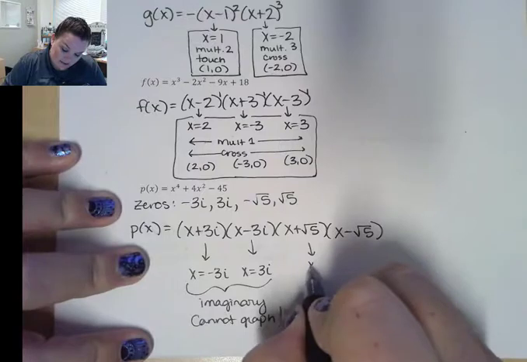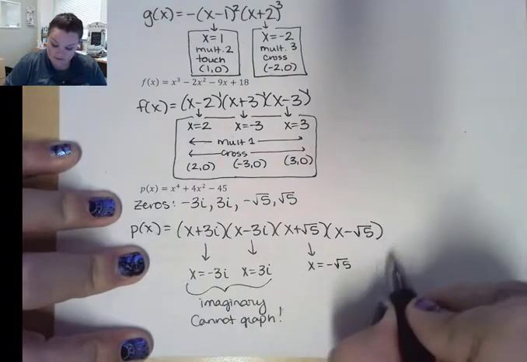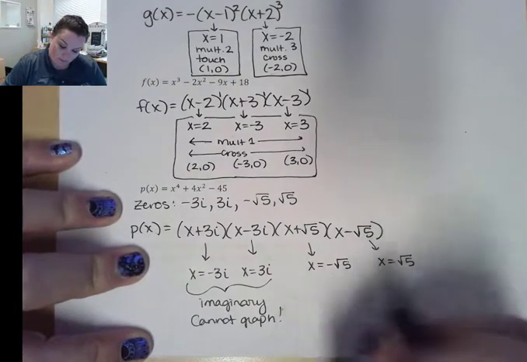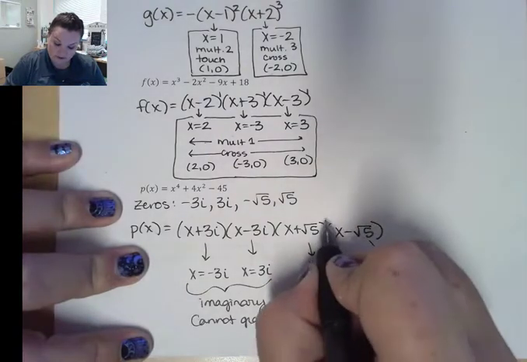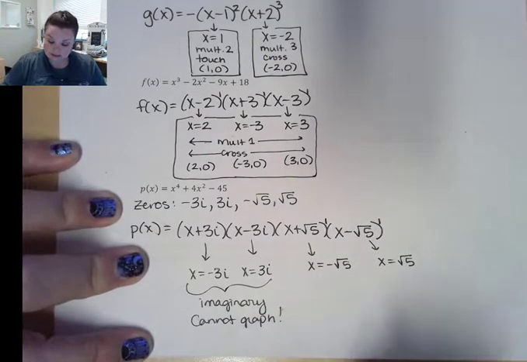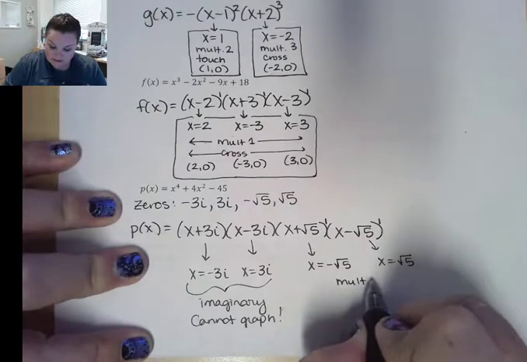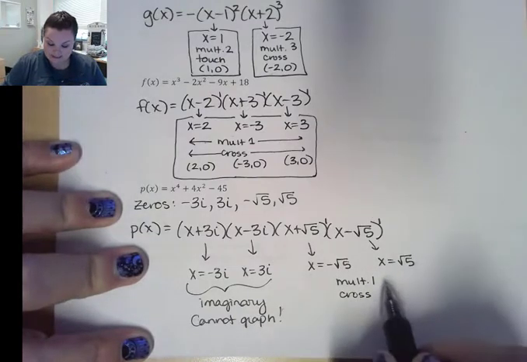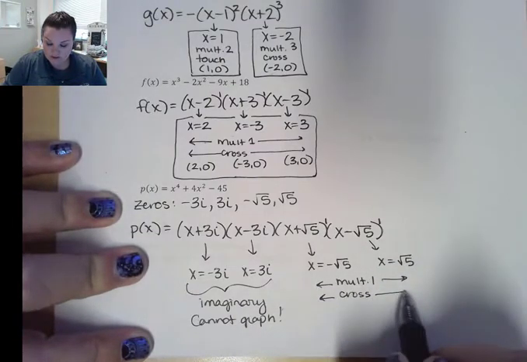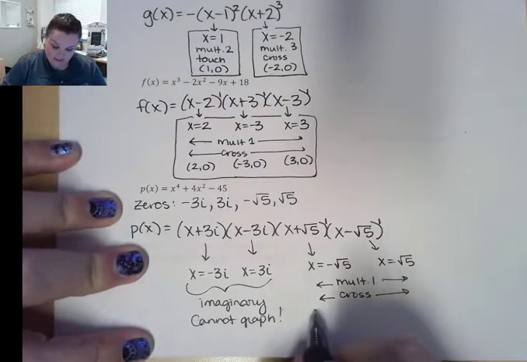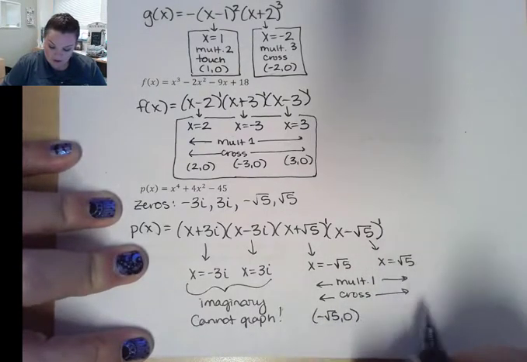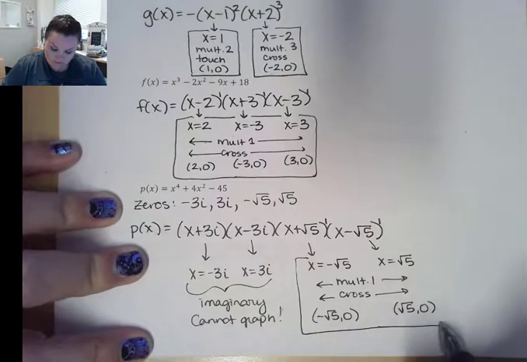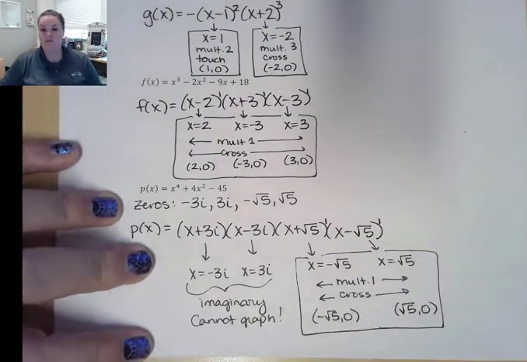But these two we should be able to do. So this one was the 0, x equals negative square root of 5, and this one was the 0, x equals positive square root of 5. Notice the multiplicity on both, because both factors we only had one copy of, right? So both of these have multiplicity 1. 1 is odd, so that means it's going to cross at these x-intercepts. Okay, both have multiplicity 1, both cross. I just need to write it as an x-intercept. So negative square root of 5, 0, and square root of 5, 0. So there's all the information that I need on these two zeros.